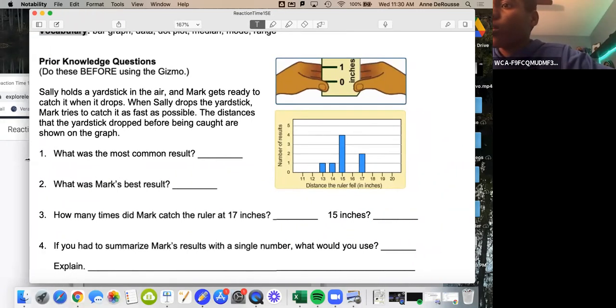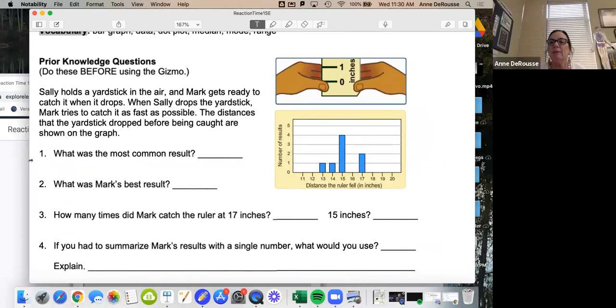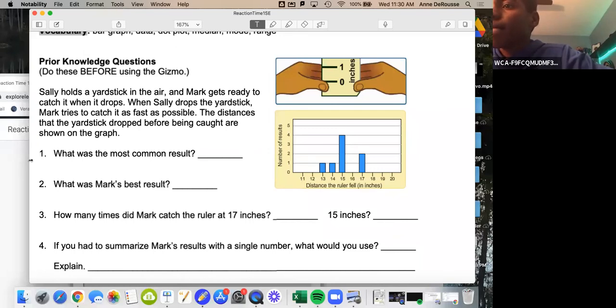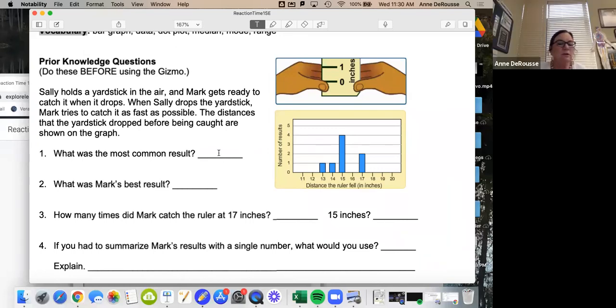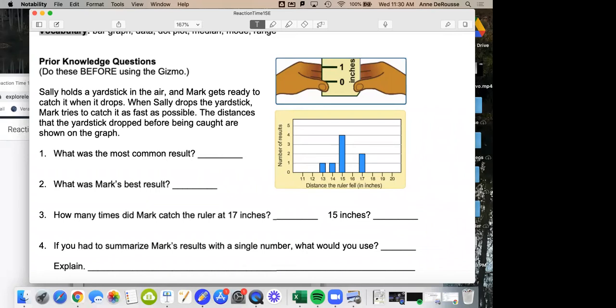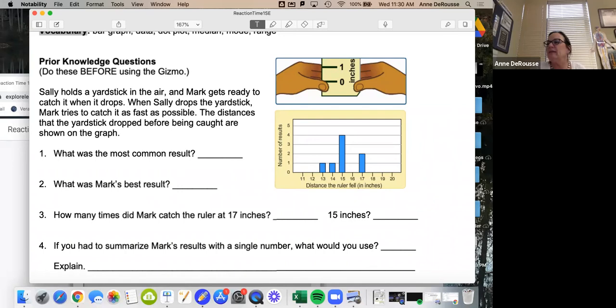13 and 14. Most common, the one that happened the most. Oh, 15. Yep. So go ahead and write 15 here. What was his best result? Jacob? Sorry, I was on mute. It was 13. Yeah, 13 would be the best because that's the lowest, which means it's the fastest.